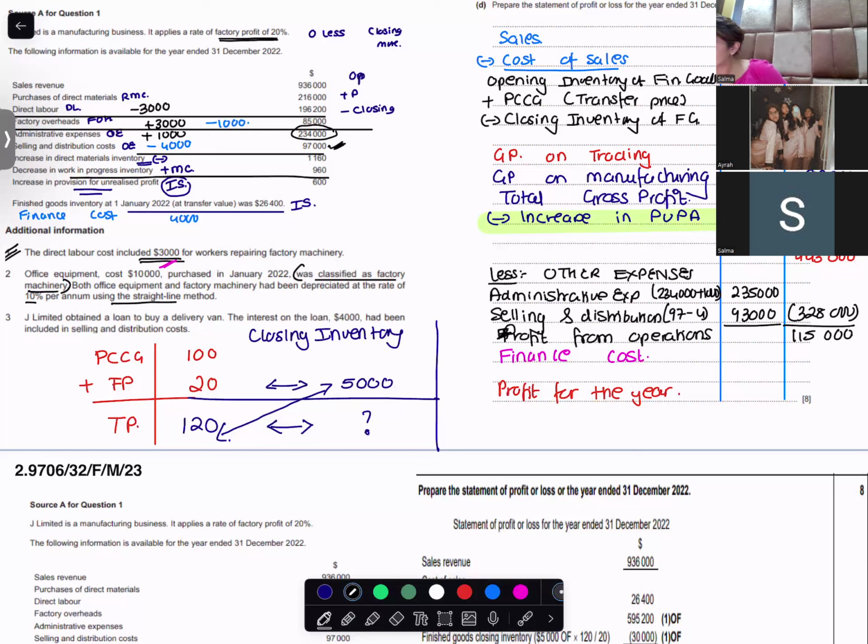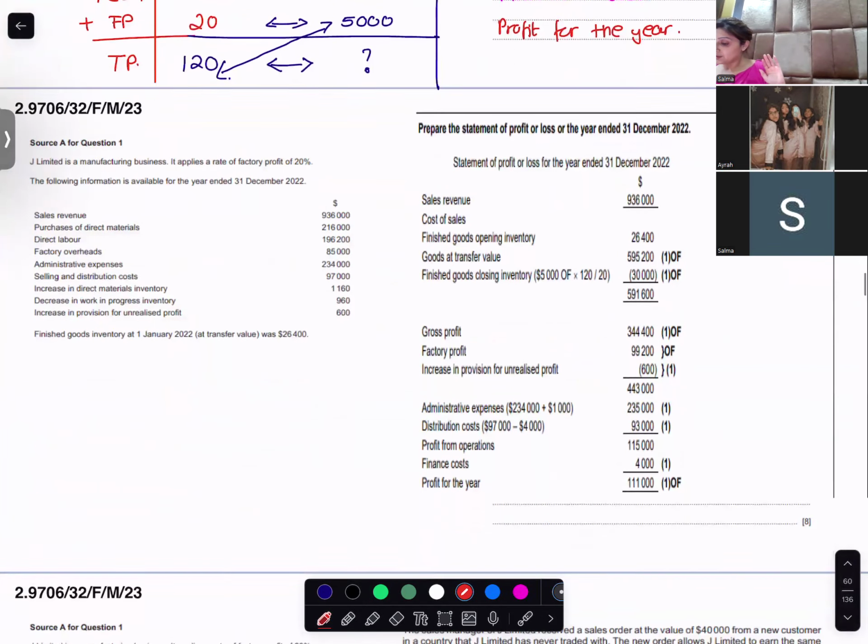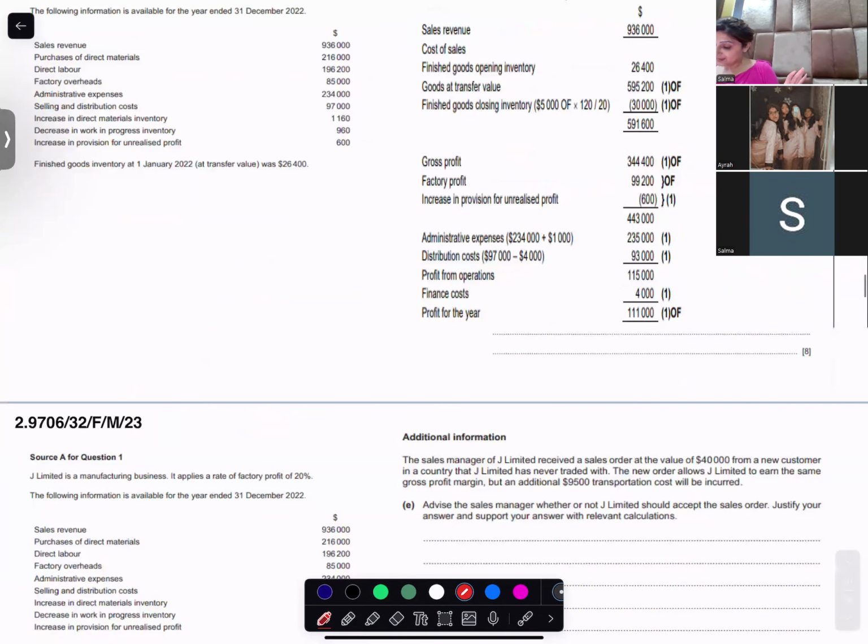Then you have to minus the financial cost, which is 4,000. So it'll be 111,000. So 111,000. So we prepare the statement of profit or loss. Now additional information.